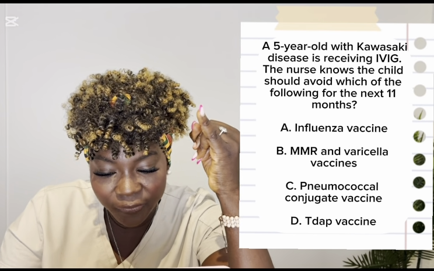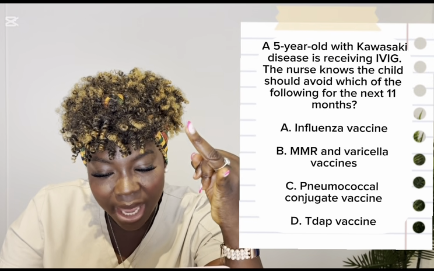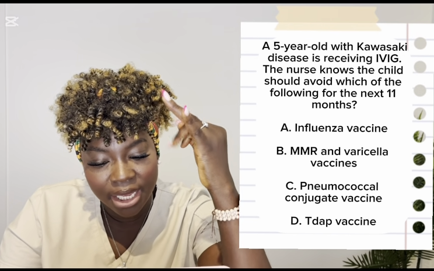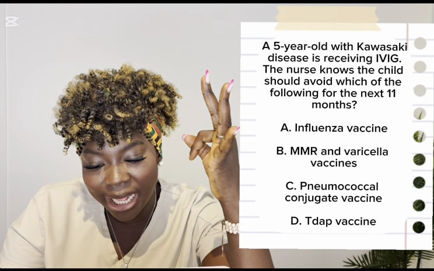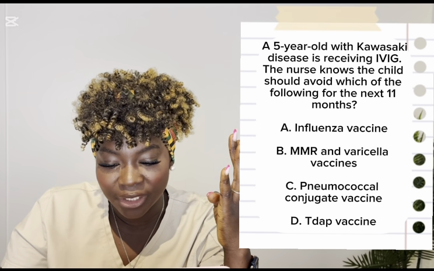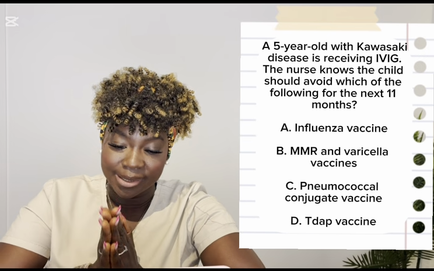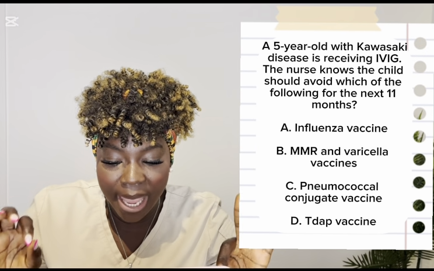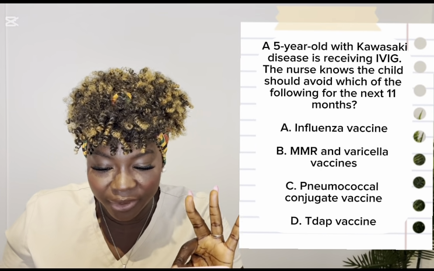Now, A, influenza vaccine. B, MMR and varicella vaccines. C, pneumococcal conjugate vaccine. And D, Tdap vaccine. Let me tell you the right answer. The right answer is B, MMR and varicella vaccines.